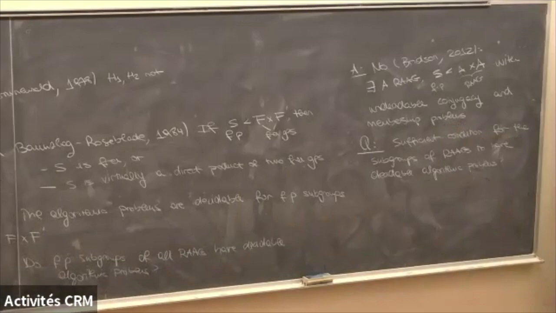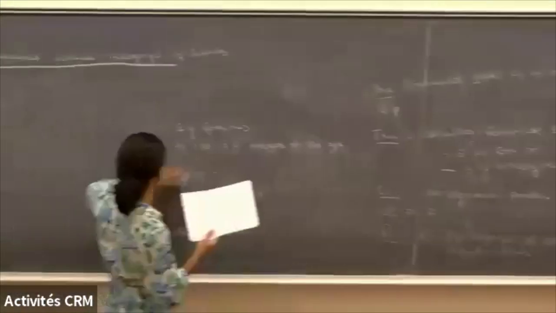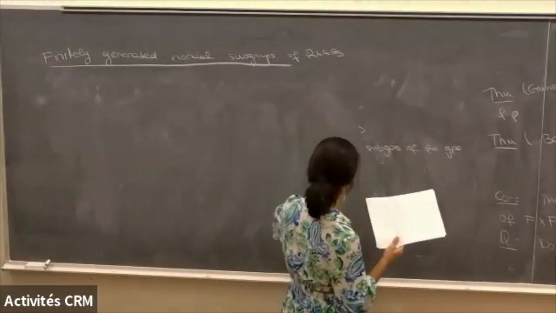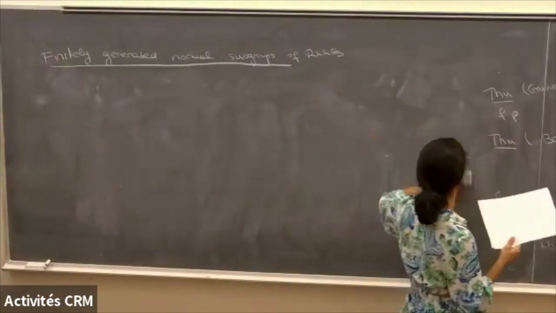So remember that the first one was the knowledge that we have about finitely generated normal subgroups of free groups. And the second one is this weird behavior of finitely presented subgroups of right-angled Artin groups with respect to the algorithmic problems.